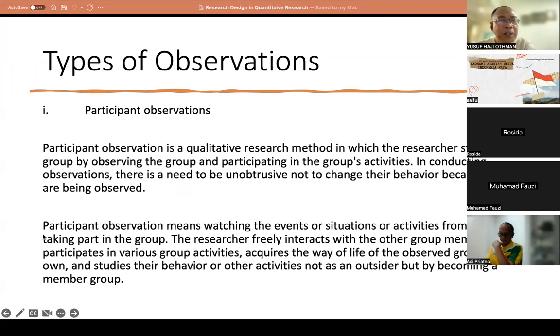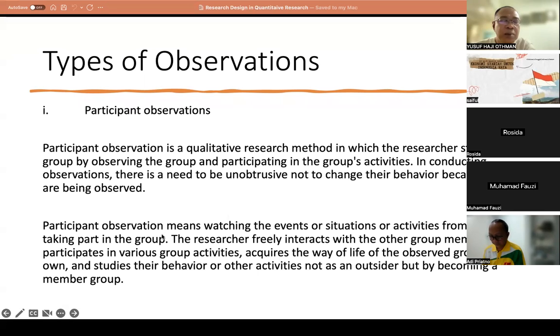So we have a participant observation. Participant observation is a qualitative research method in which the researcher studies a group by observing the group and participating in the group's activities. In conducting the participant observation, there is a need to be unobtrusive, meaning the researcher cannot interrupt the activities, so that the researcher does not influence them to change their behavior.